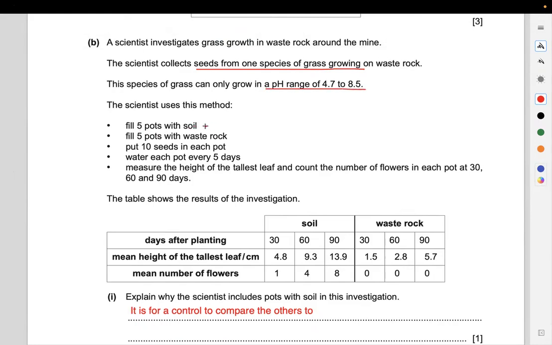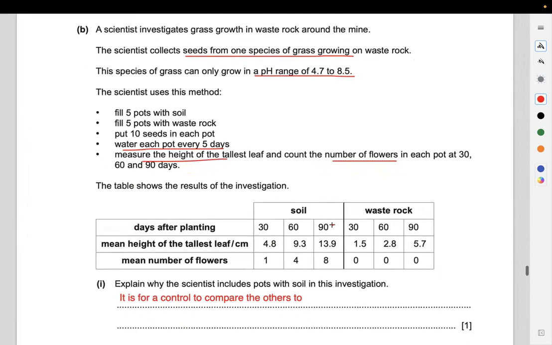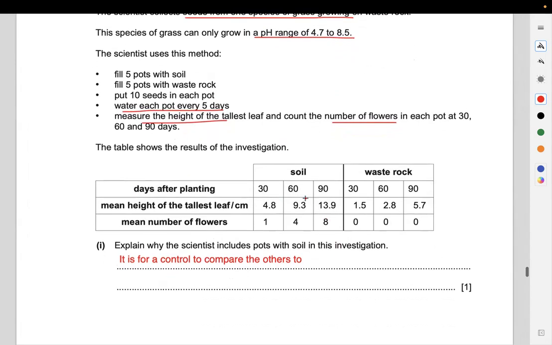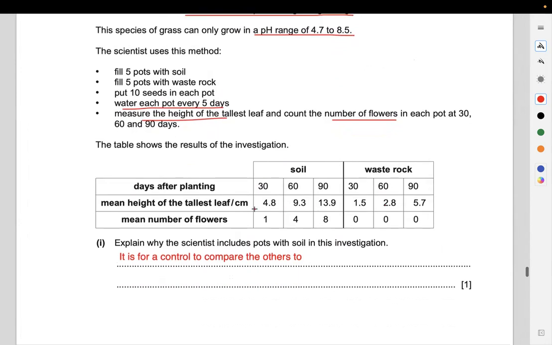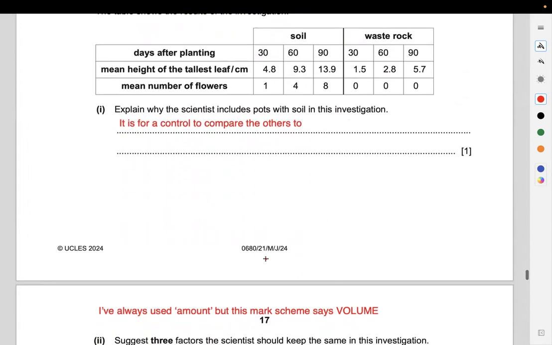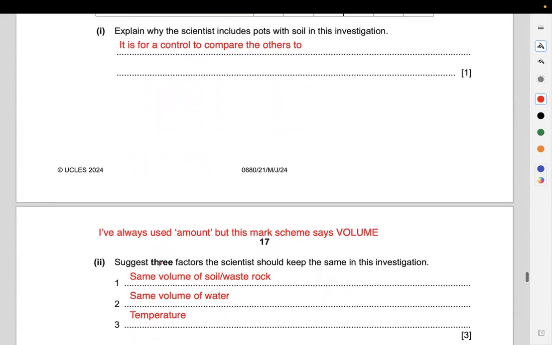5 pots with soil, 5 pots with waste rock, 10 seeds in a pot. Waters each pot every 5 days. So he's told you the frequency of watering is the same. And then he's measuring the heights, right? I'm counting the flowers. So explain why the scientist includes pots with soil. Well, it's to compare, isn't it? It's a control to compare the others to compare the growth of the tallest leaf, the height of the tallest leaf. Easy peasy. Now, suggest 3 factors the scientists should keep the same.